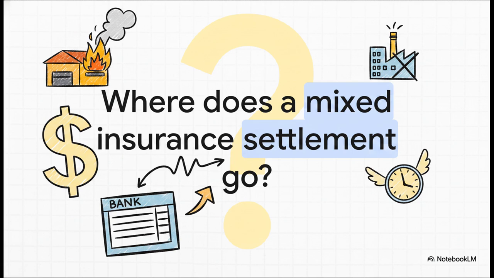But thankfully, you're fully insured. The insurance company wires you this massive lump sum settlement, and it covers both the physical damage to the actual building and your business interruption, meaning your lost profits from being shut down. So, where on earth does that single wire transfer go on your cash flow statement?